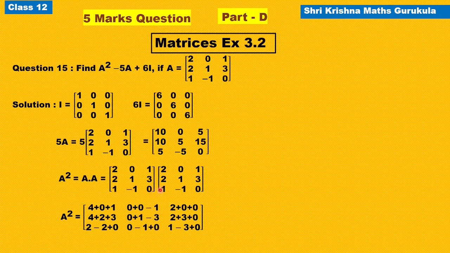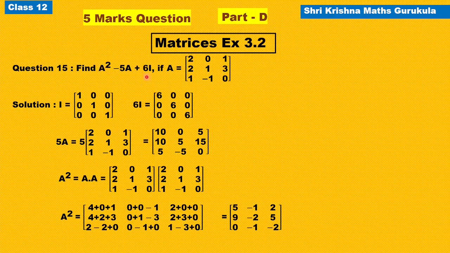Now we'll consider third row, third column. 1 into 1 is 1. Minus 1 into 3 is minus 3. 0 into 0 is 0. Now when we simplify, we get the matrix A square. This is 5 and this is minus 1 and this is 2. This is 4 plus 2, 6 plus 3, 9 and this is minus 2. This is 5. This is 0. This is 1 and this is minus 2. So this is what is matrix A square.